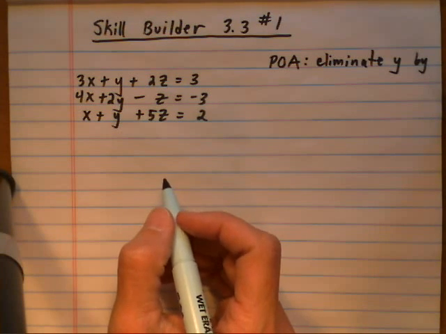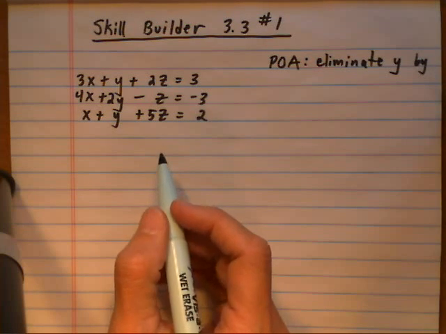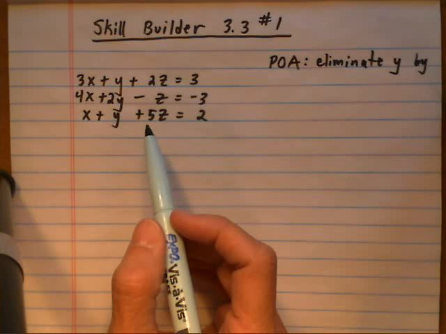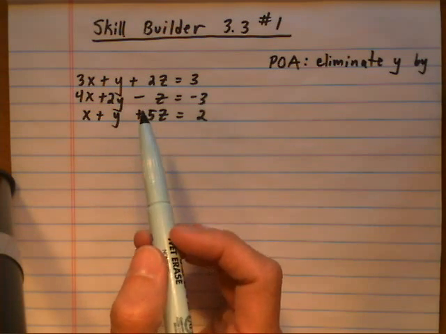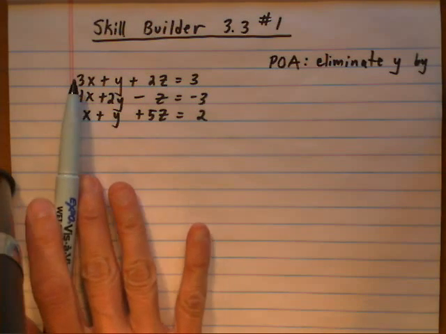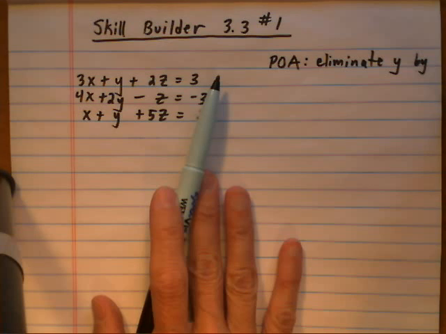Okay, I'm going to work out a system of linear equations here, and it's 3 equations with 3 variables. This is a problem you can find on Skill Builder 3.3, number 1. So the first thing you want to do is make sure that the system is lined up so that you have the x terms, the y terms, the z terms equal the constant terms.